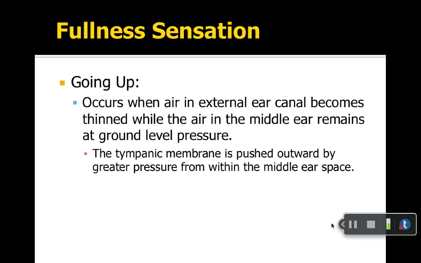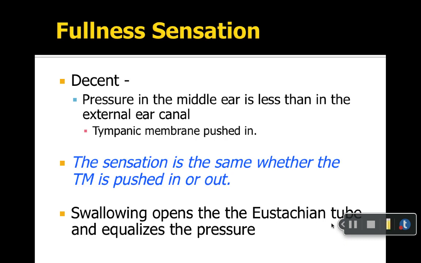So to get rid of the pressure, what you do is you chew gum, right? Or you swallow, or you yawn, you drink something. You try to open up your Eustachian tube and air it out so that the pressures go back to being balanced. And then you feel better.